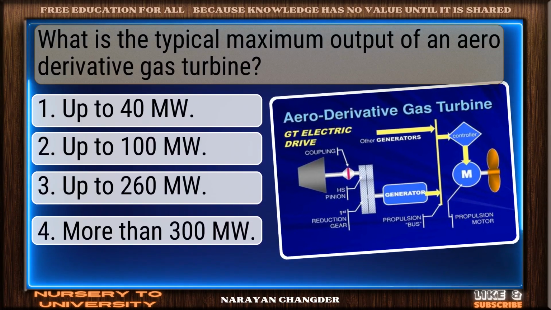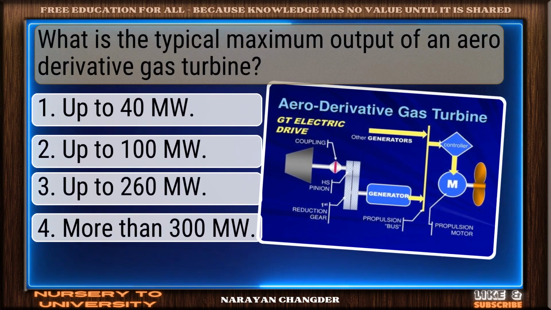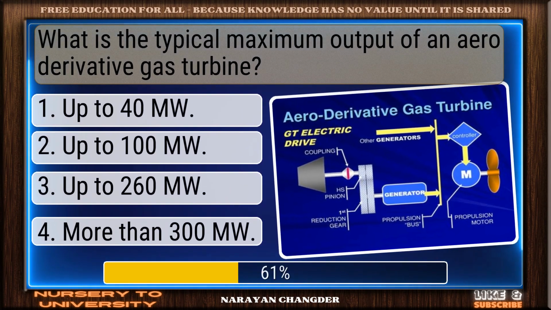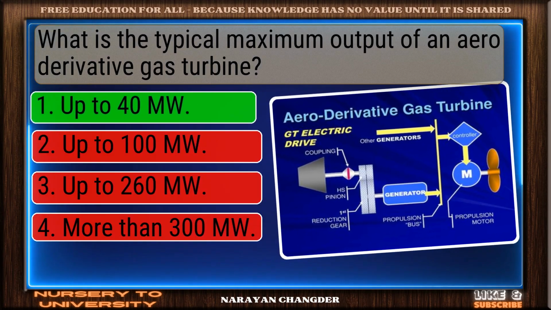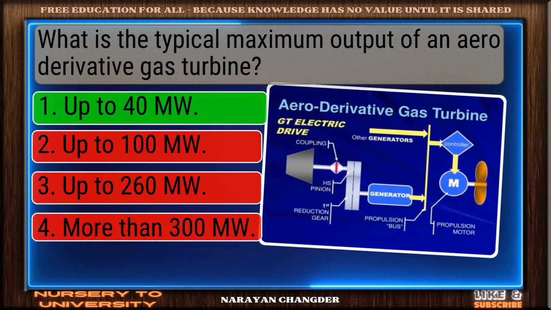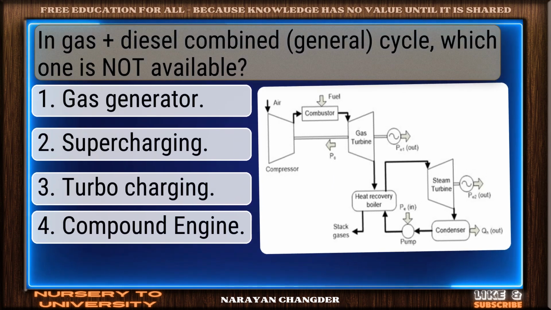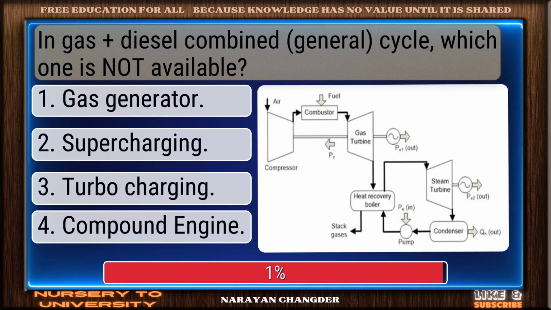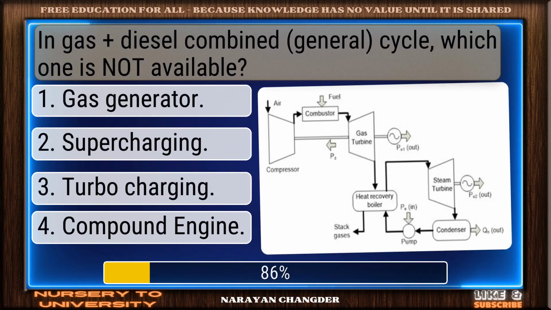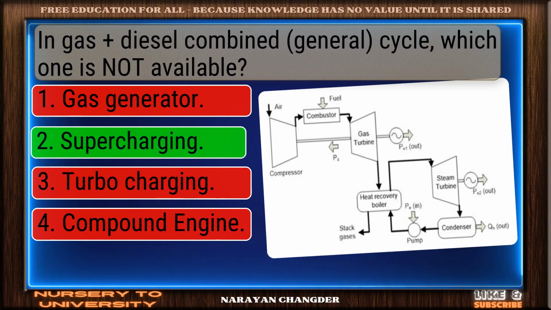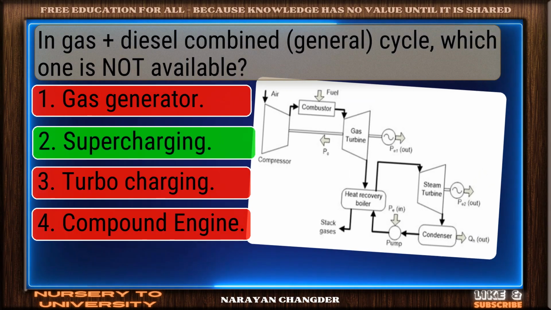What is the typical maximum output of an aero-derivative gas turbine? Well done. Up to 40 megawatts is the right choice. In gas plus diesel combined cycle, which one is not available? Sharp thinking. Supercharging is the right choice.